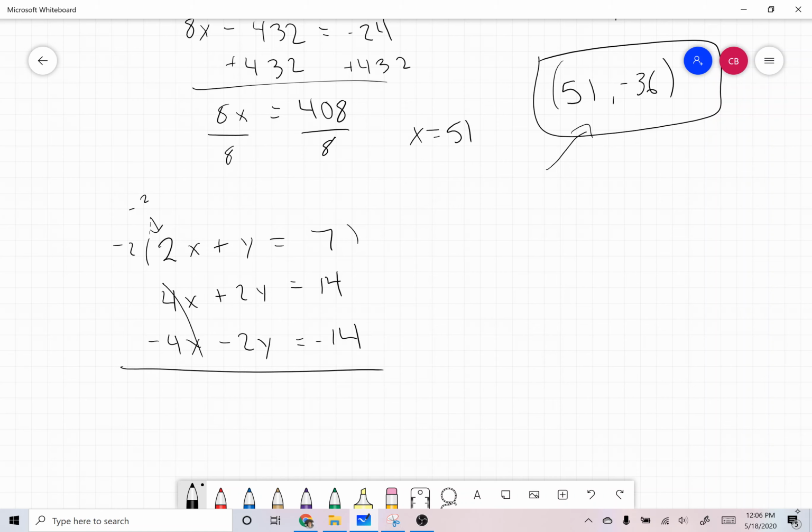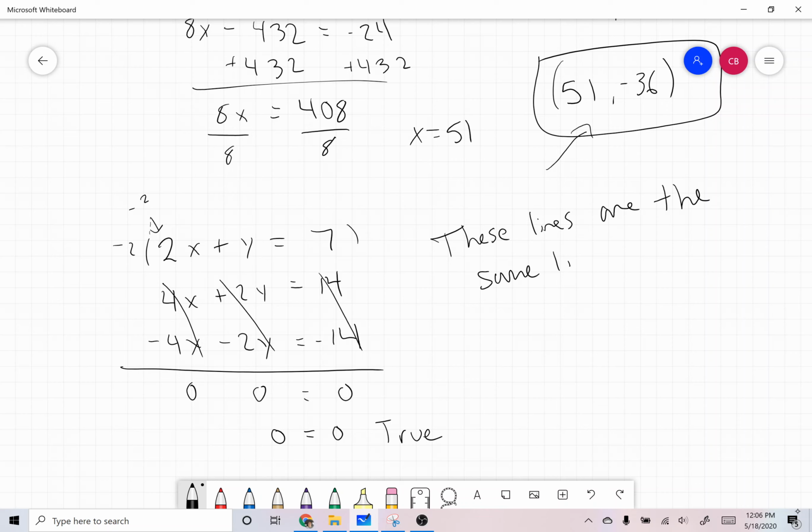Well, we subtract, that's 0. Oh, that's 0. Is equal to, oh, this is 0. So what does this say? This says 0 is equal to 0. Well, that's true. So what does that mean? That means that these lines are the same line. Therefore, there are infinitely many solutions.